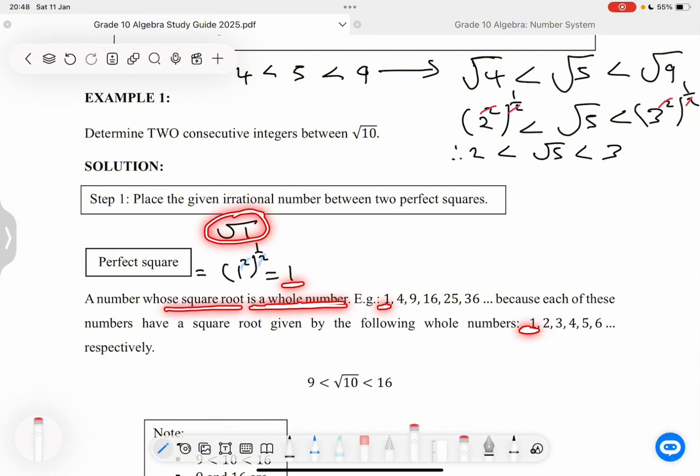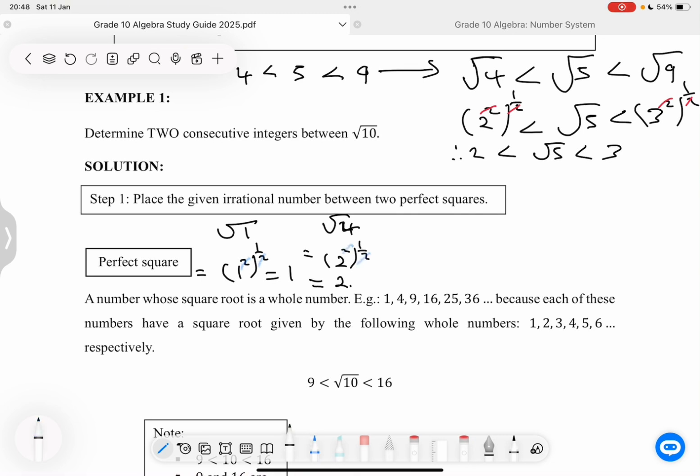So the 1 that I've found as an answer is actually a whole number. So I took the square root of 1 and I got a whole number. It means 1 must be a perfect square, right? It's a number that when I take the square root, it gives me a whole number. The same is true if I take the root of 4, right? Remember that 4 can be rewritten as 2 to the power 2, so that I have the power of 1 over 2. And these 2 and 2 will cancel. My final answer would be 2.